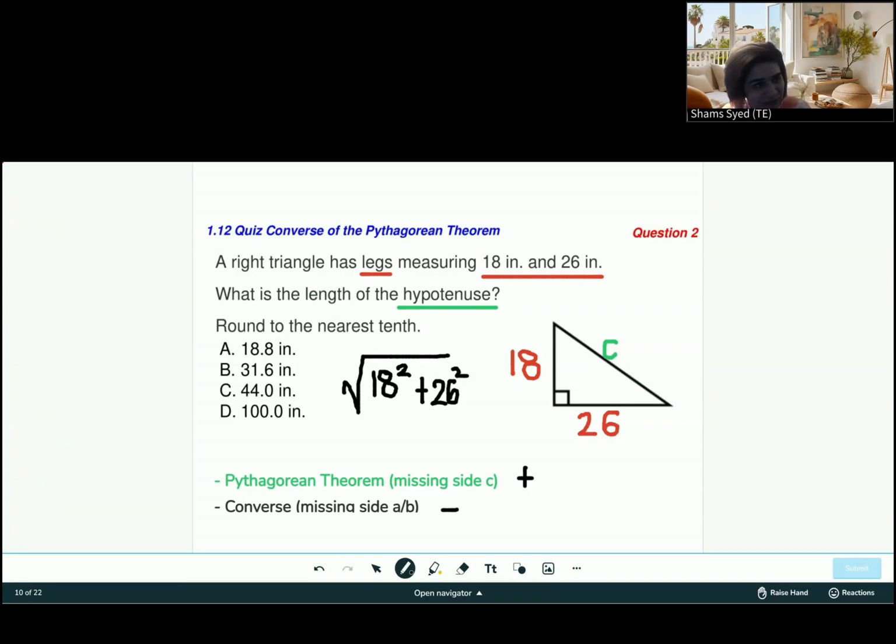Let's see what Reina gets. Alexis, absolutely right. 31.6. Absolutely. Damira, absolutely correct. I agree with you.